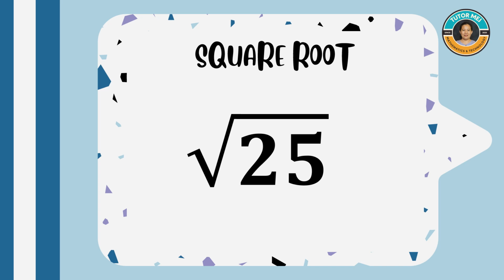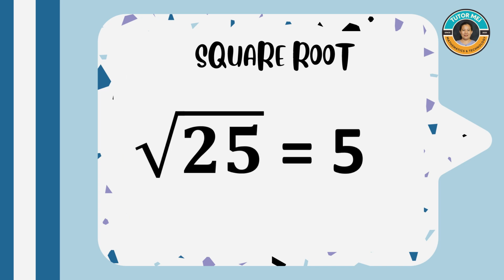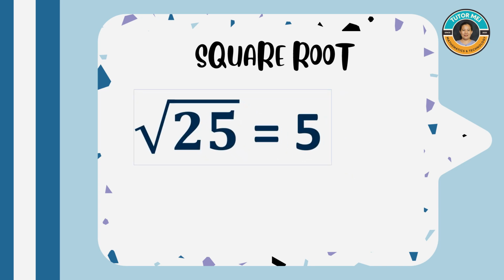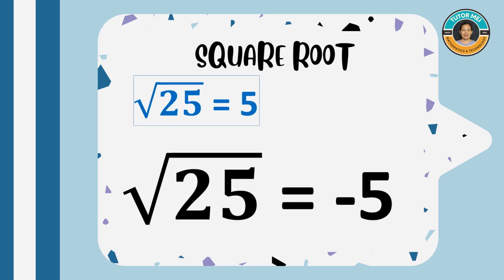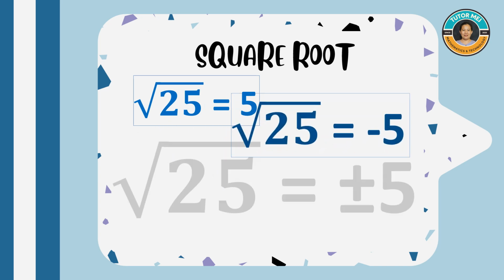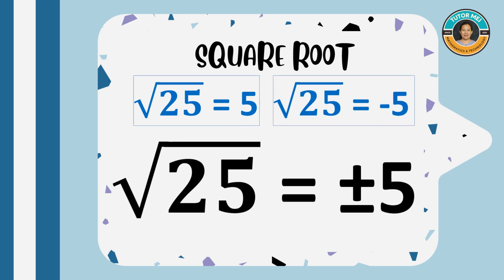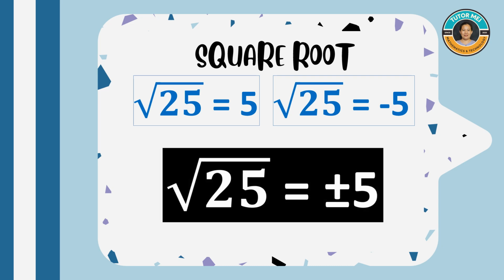What is the square root of 25? Equals positive 5. Square root of 25 may also be equal to negative 5. Square root of 25 is equal to plus minus 5.